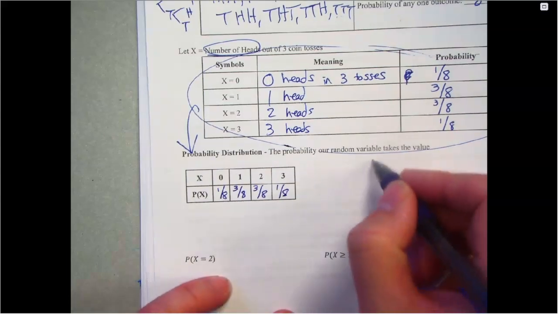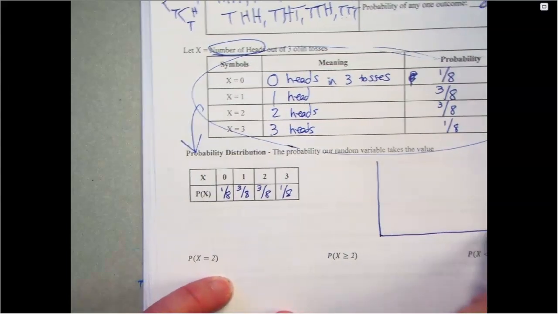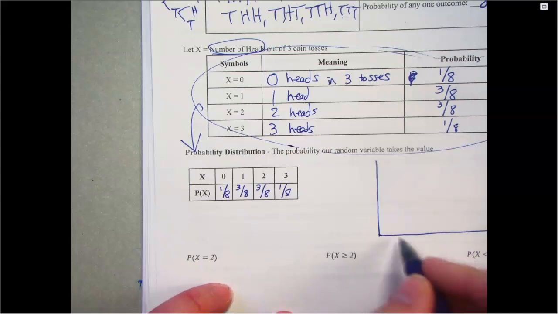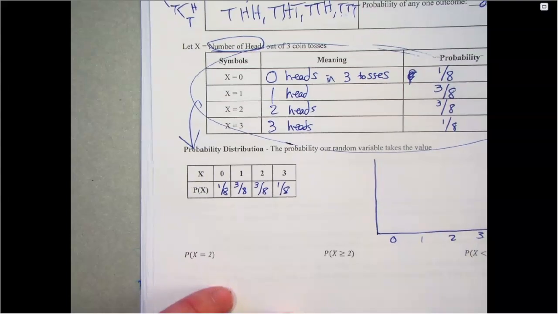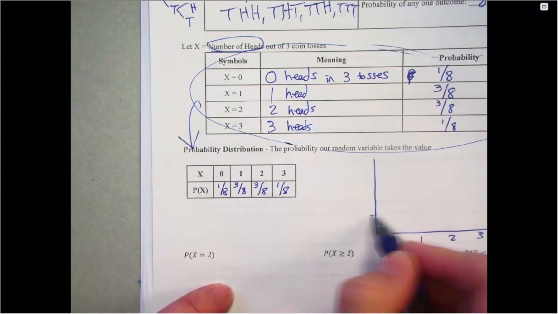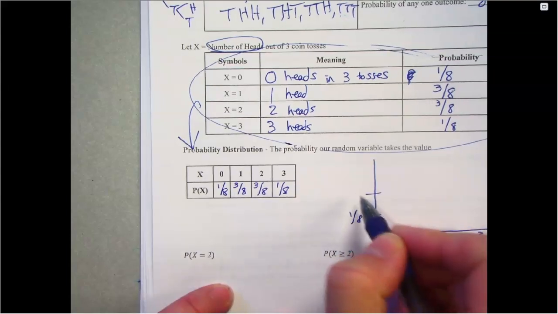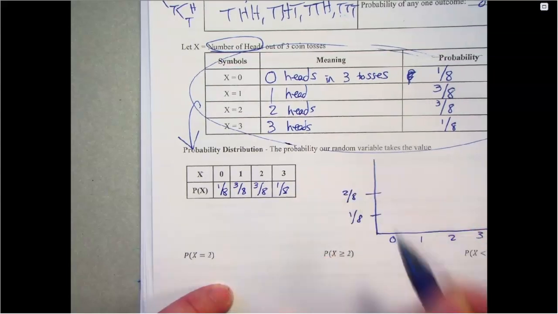You might be asked to make a graph of it. Like 0, 1, 2, 3 on the bottom. On the side, I'll put the probabilities. So 2 out of 8, you can put 1/4 there.